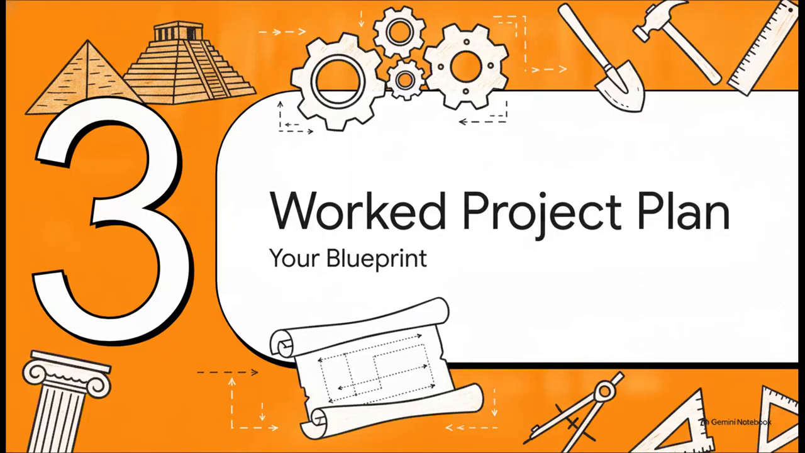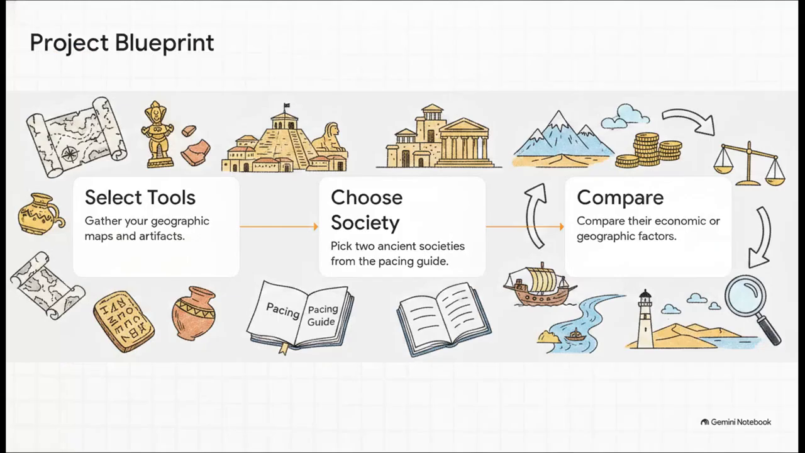Section 3. Worked project plan, your blueprint. I want to make this as simple as possible so you feel completely ready to build. Just follow these 3 super digestible steps. Step 1, select your tools. Grab your maps and find your primary artifacts. Step 2, choose 2 ancient societies from your pacing guide. Step 3, compare them. Look specifically at their economic or geographic factors.